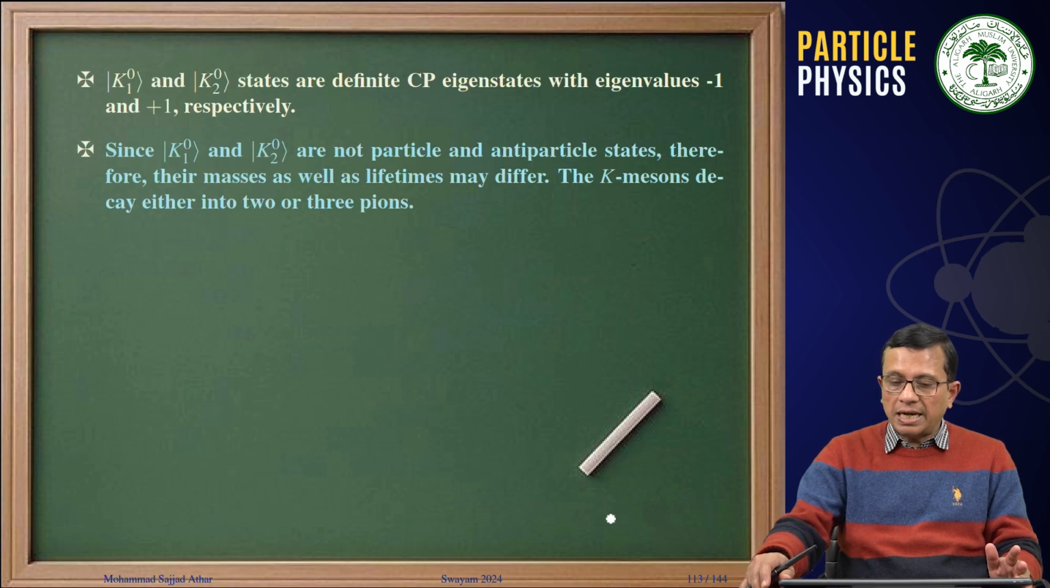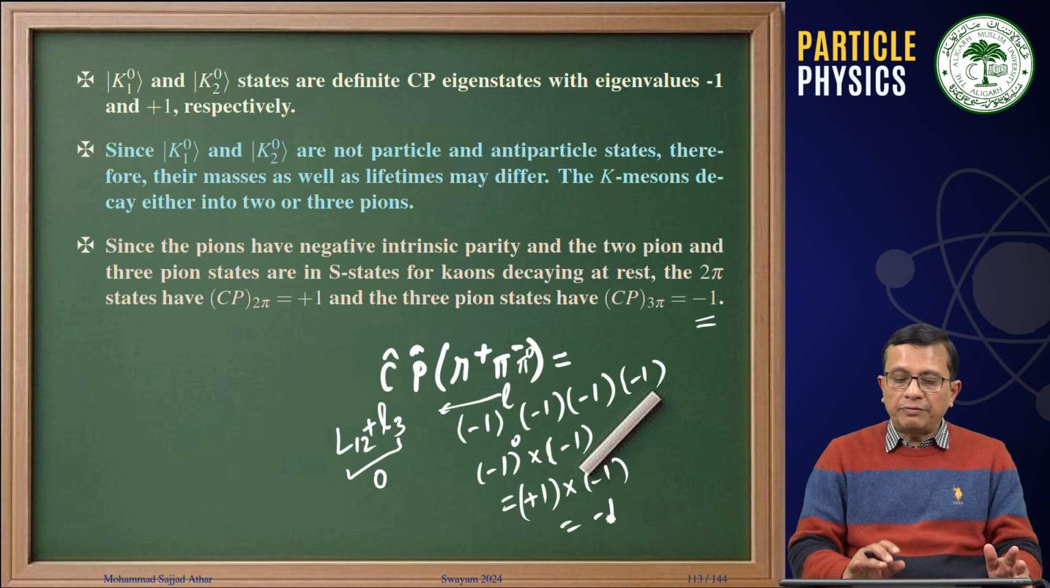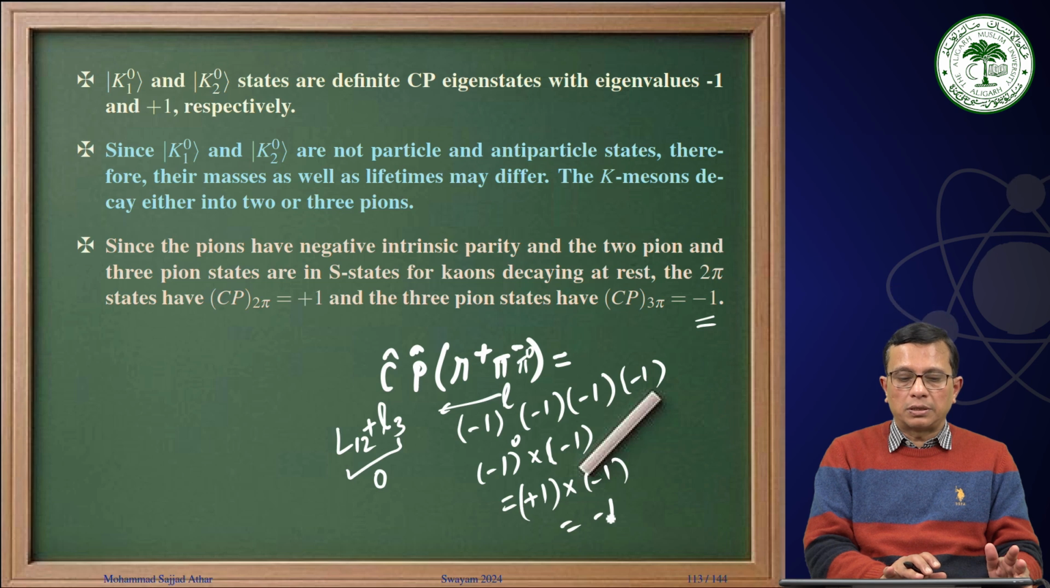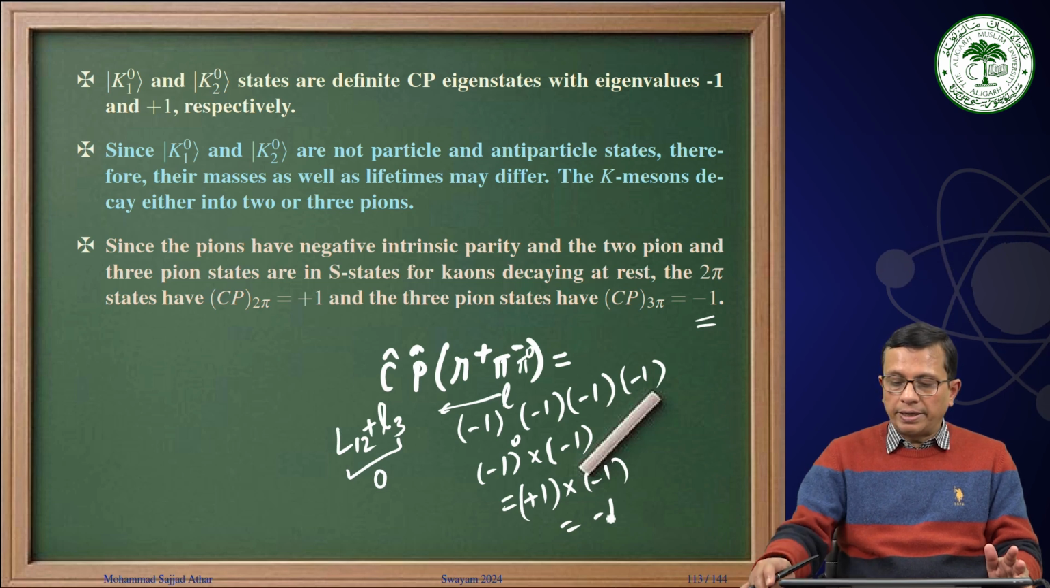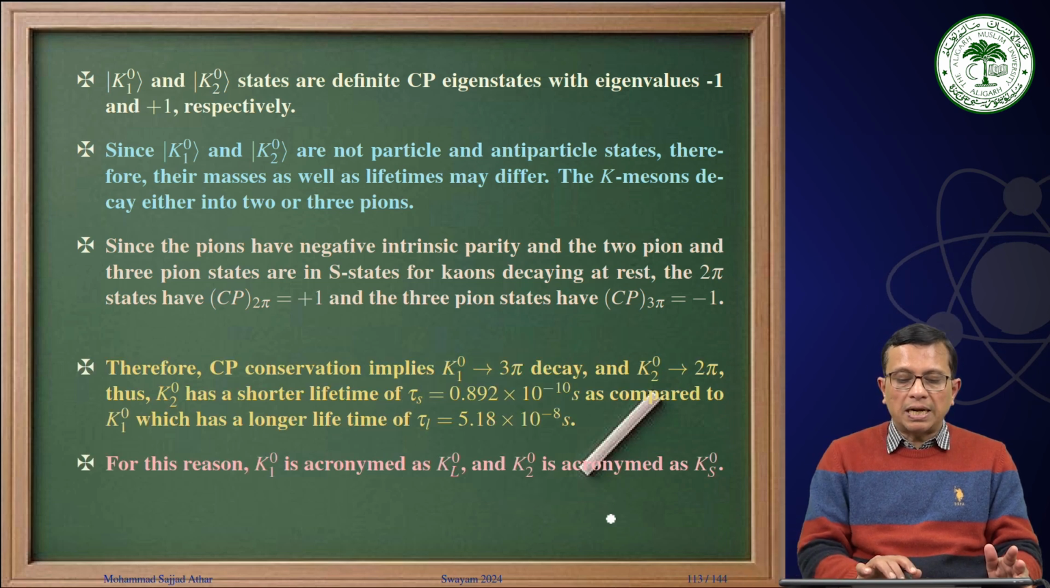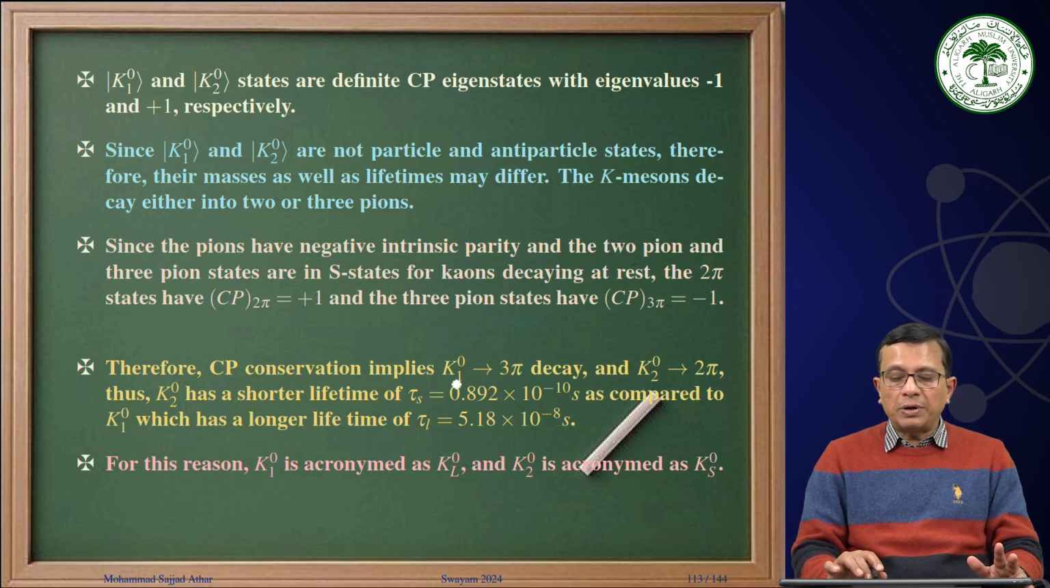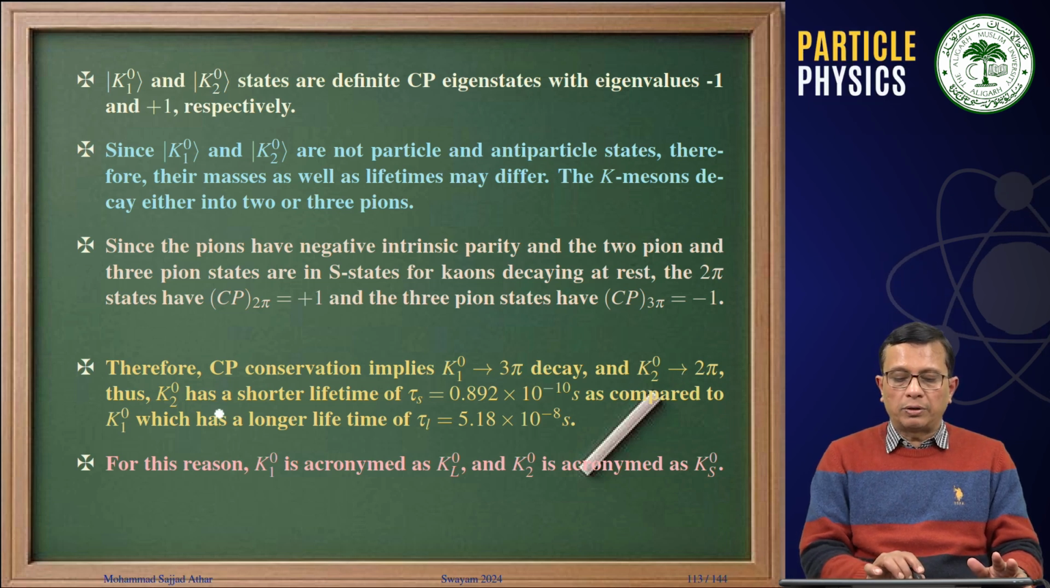And we are seeing that the CP eigenvalue for 2 pion states is plus 1, while for 3 pion states is minus 1. And this implies that if there is CP conservation, then K10 should decay into the 3 pion state because its CP eigenvalue is minus 1, and K20 should decay into the 2 pion state.